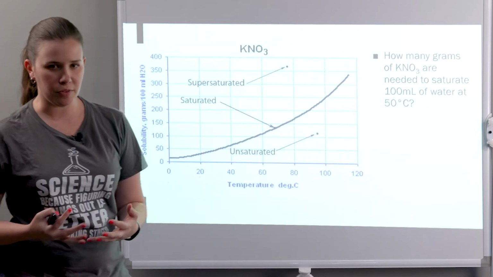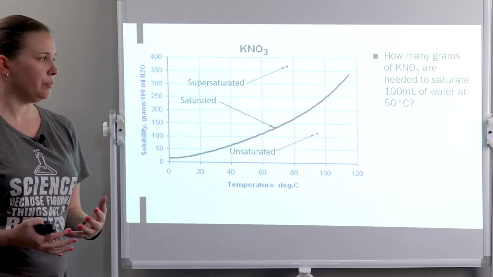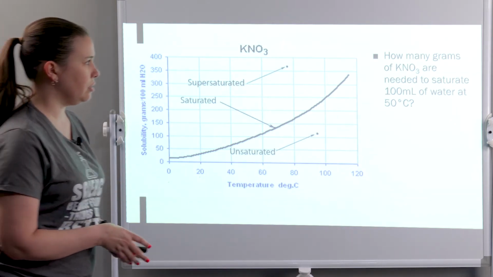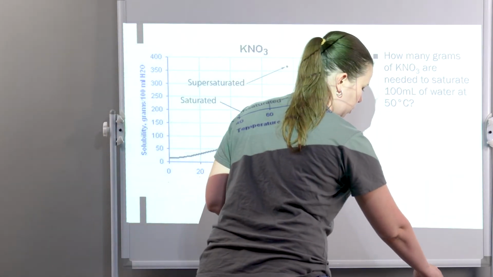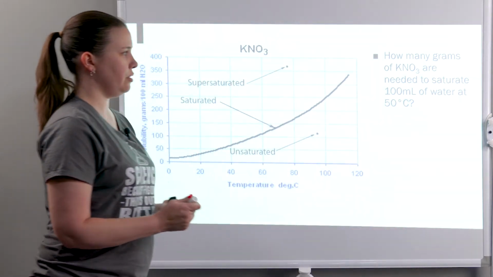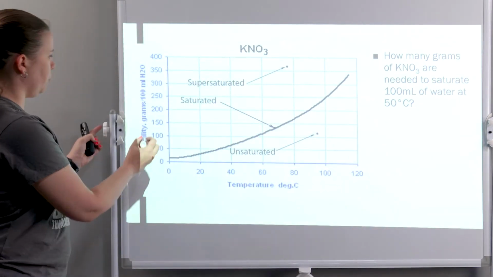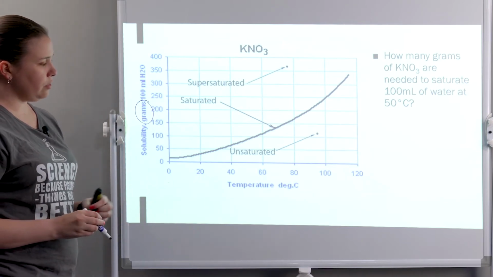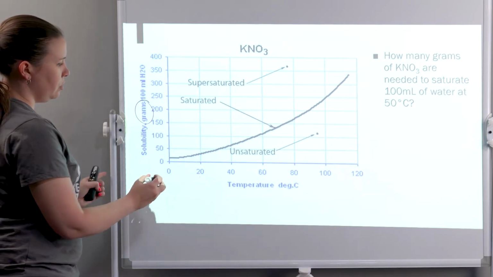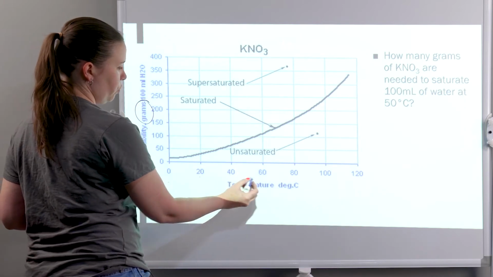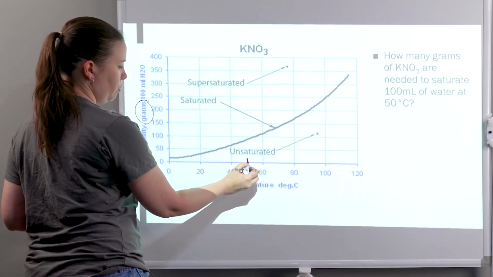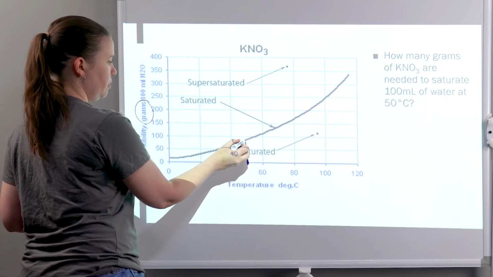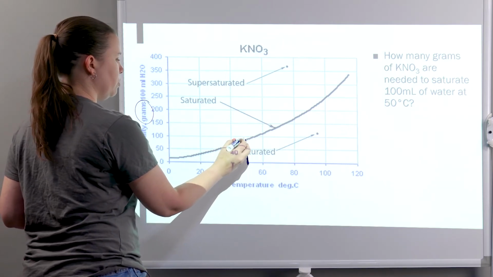Let's look at a couple problems and see how the solubility curve can be useful. In this question, we're looking for how many grams of potassium nitrate can saturate 100 milliliters of water at 50 degrees Celsius. So we're looking for the grams of the solute, but it tells me what the temperature is. So I can read on the graph, and here's 40, here's 60, so I'm somewhere in between, about halfway in between. And I can read up to the line to tell how many grams would dissolve.